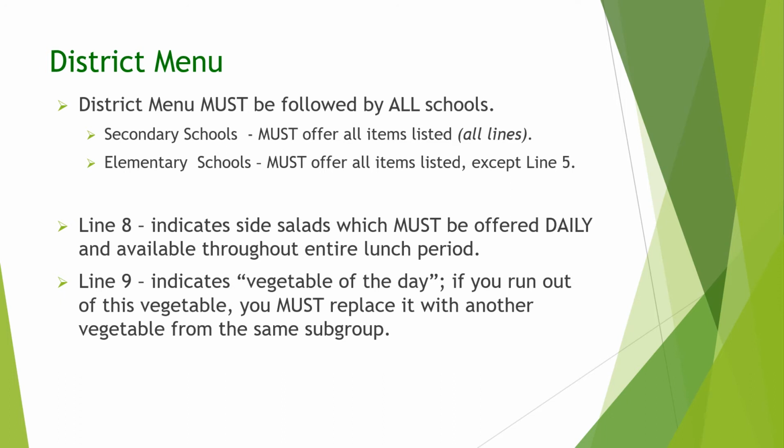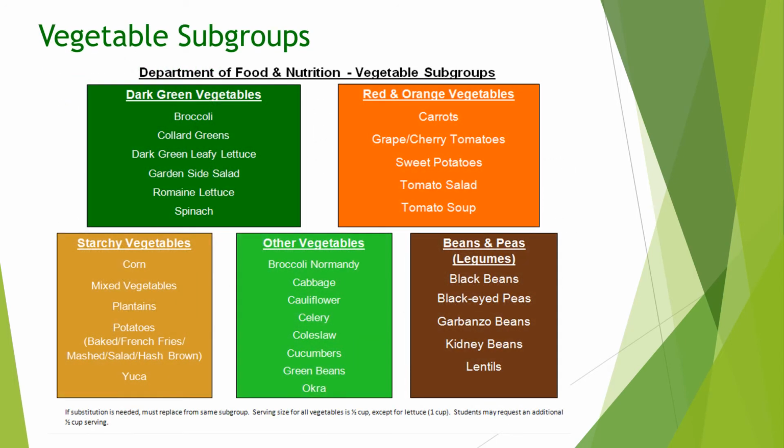Line 9 indicates the vegetable of the day. If you run out of this vegetable, you must replace it with another vegetable from the same subgroup. Remember, the last student coming through the line must have the same choices as the first student that came through the line. Vegetable subgroups. Please refer to this table when replacing or substituting vegetables on line 9 of the district menu.